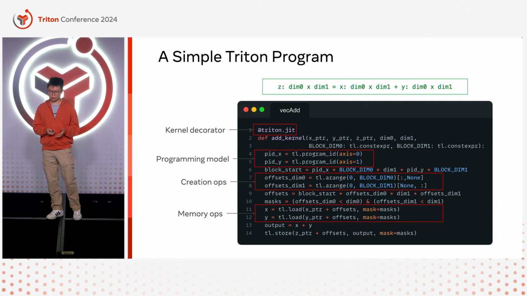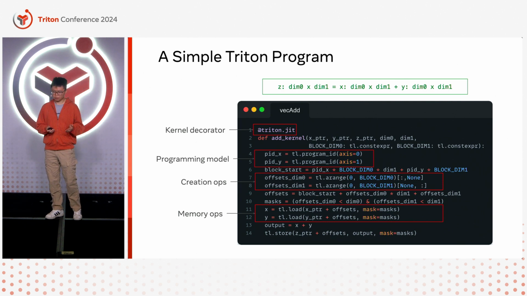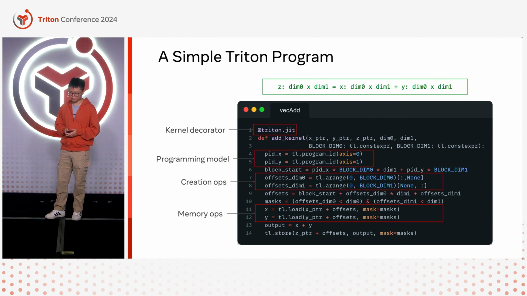At the beginning, we're going to get the program ID, which specifies where your current program instance, which is analogous to a CUDA block, is located. So since we have two-dimension Triton tensors, we need to get the two-dimensional indices, which are referred to as PID x and PID y correspondingly.